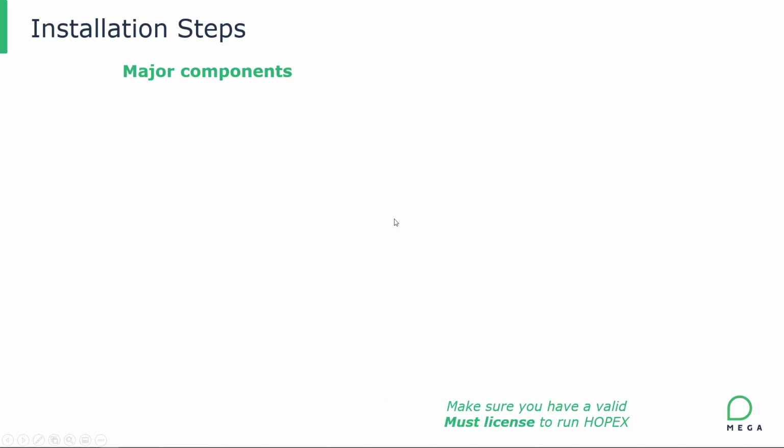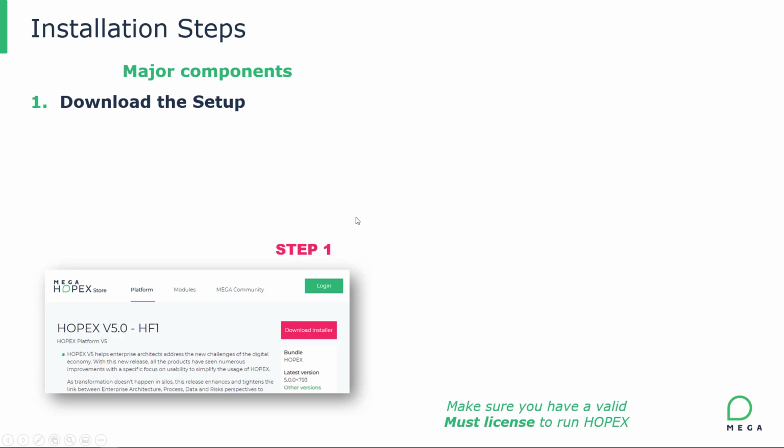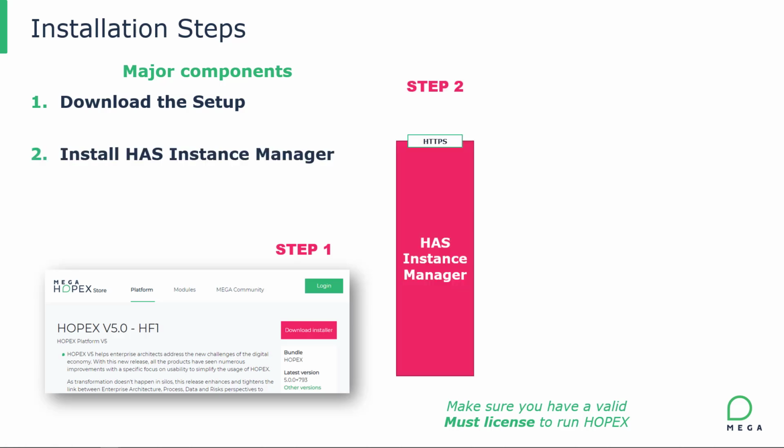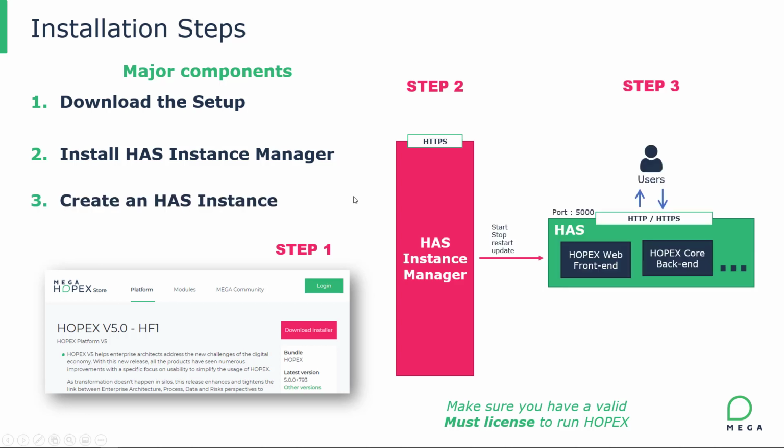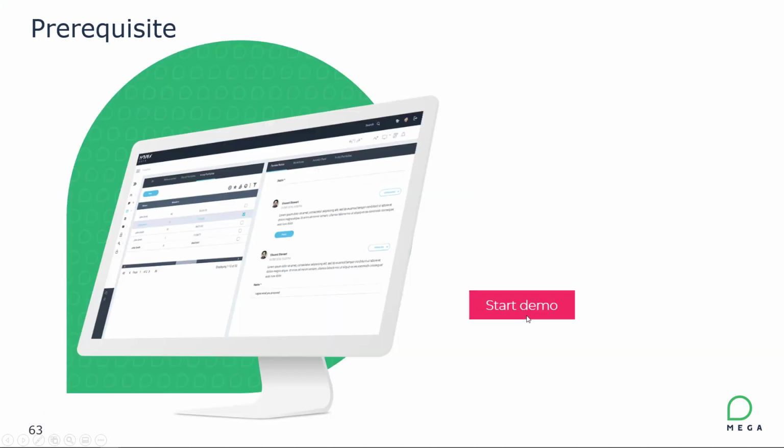Let's have a look at the steps of the installation. First, we are going to download the setup from the HOPEX store. Then we're going to install the HAS Instance Manager, and from the web interface of the Instance Manager, we are going to create an HAS instance. Make sure before you proceed that you have a valid license to run HOPEX. Let's have a look at the demo.